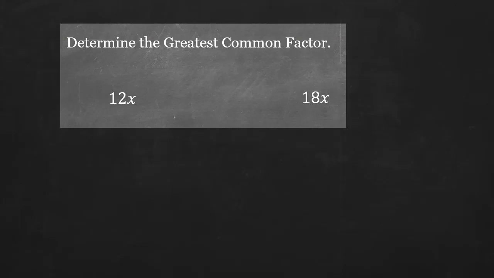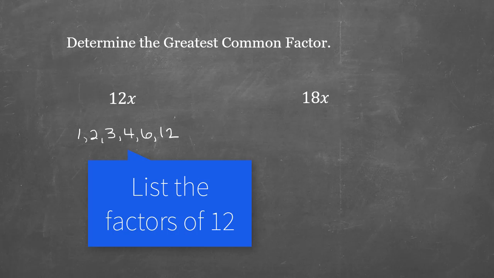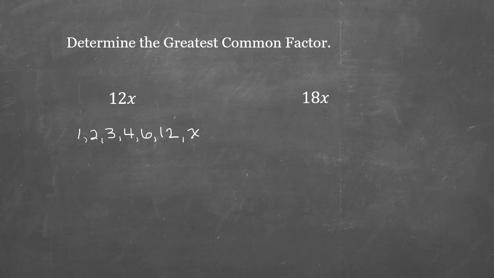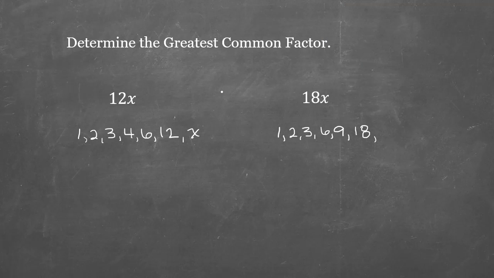Alright, we are asked to determine the greatest common factor between 12x and 18x. First thing I'm going to do is list all the factors of 12. And we have to include x as one of these factors because it's being multiplied. Next, I'm going to list the factors of 18. And we have to include x.